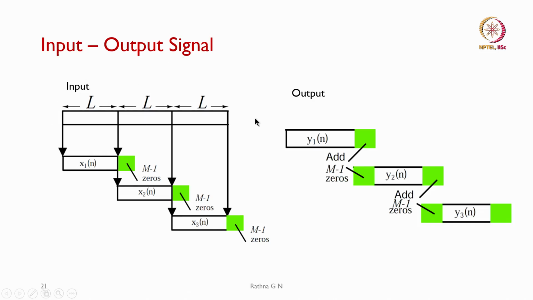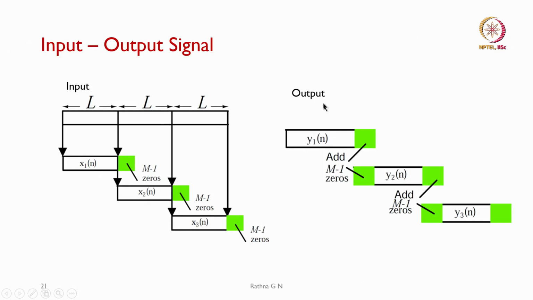This is my complete input. So, we have bifurcated it into L length chunks, as you can see. We call them x1 of n and x2 of n. So, from this you are seeing that we will be adding m minus 1 zeros in this case, and here also we will be adding m minus 1 zeros. So, you will be seeing that you are adding m minus 1 zeros with x1 of n, x2 of n, and then x3 of n.